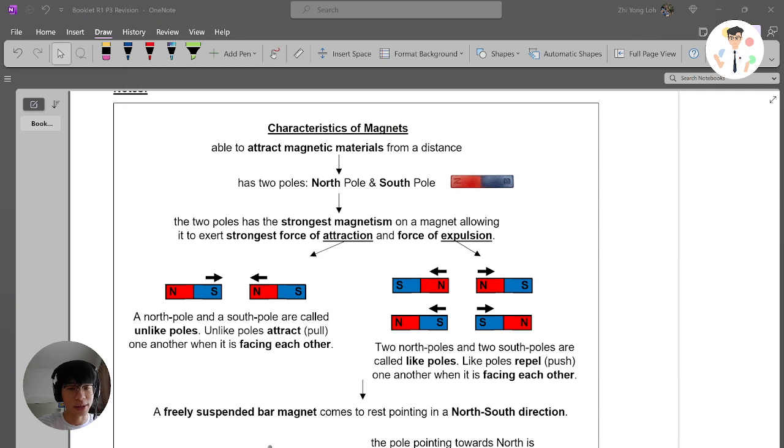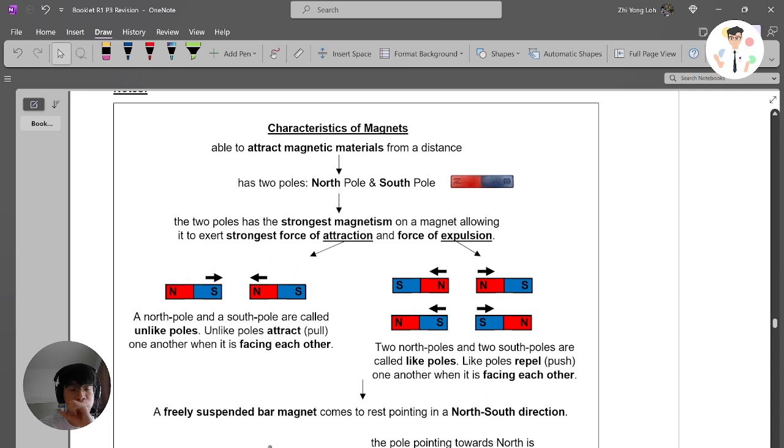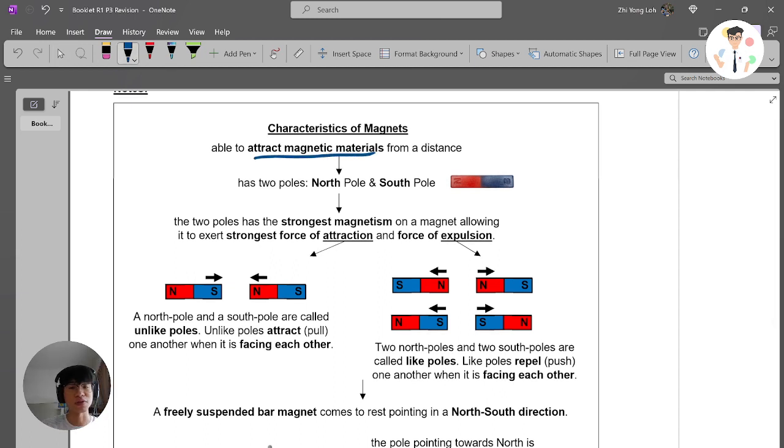Now we have looked at the magnet and its usage, and now it is very important to know the characteristics of a magnet. So what are the characteristics of a magnet? First thing you should understand is it is able to attract magnetic materials from a distance. That is a basic characteristic of a magnet. And a magnet has two poles. The first is the north and south.